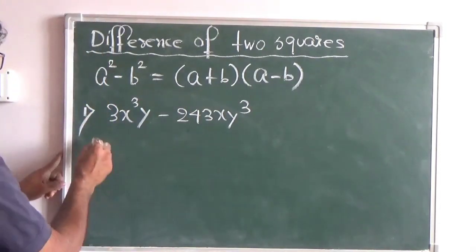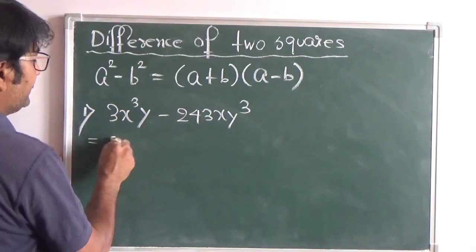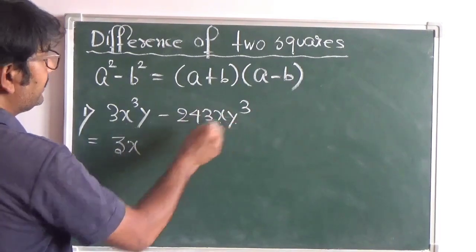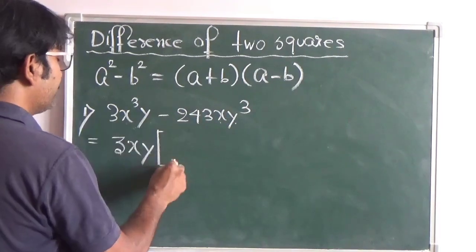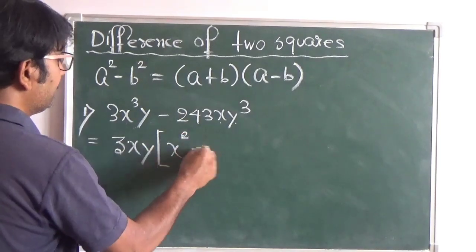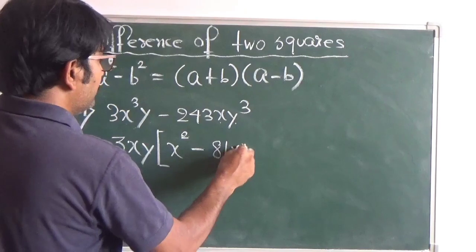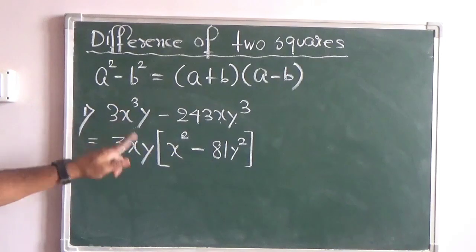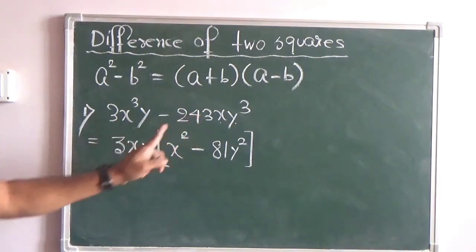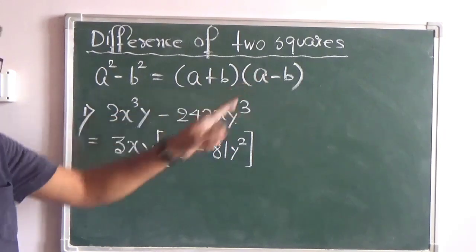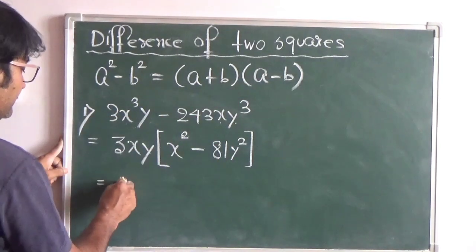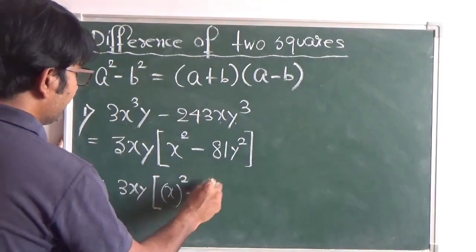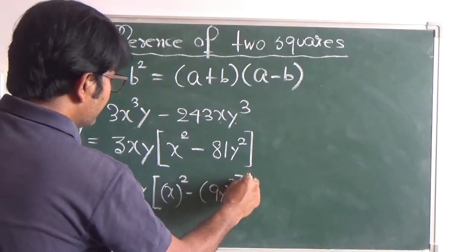So if you take 3 from 3 and 243, 3 is the HCF, we are taking common x cube, and this is x, we take an x common, this is y and y cube, we take y common. So you are left with, from here it is x square minus 81y square. So it is 3x cube y minus 3 into 81 is 243 xy cube. Now you have to express this as the difference of two squares. We can write it as x square minus 9y square.